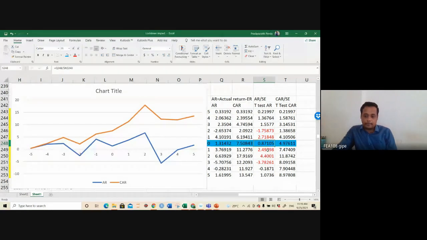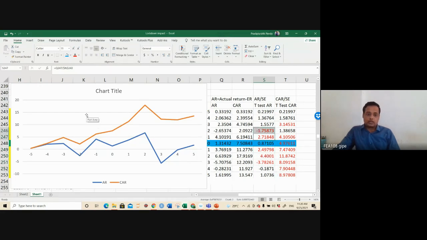Now you say it has impacted positively and significantly on the next 2 days and next 3 days. Yes or no? The AR has impacted significantly, and CAR has impacted significantly here. CAR has significantly impacted in most of the days. So you are coming to a conclusion, yes, this impact is there. Now you are coming to a conclusion whether this impact was significant or not. Yes, on the post 3 days it was significant, pre 2 days it was significant.